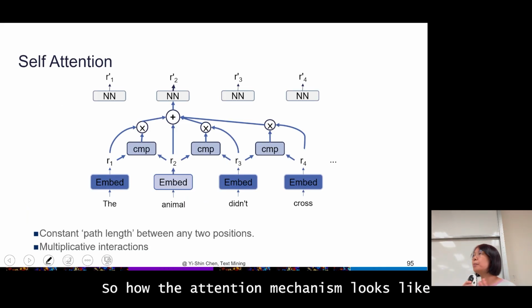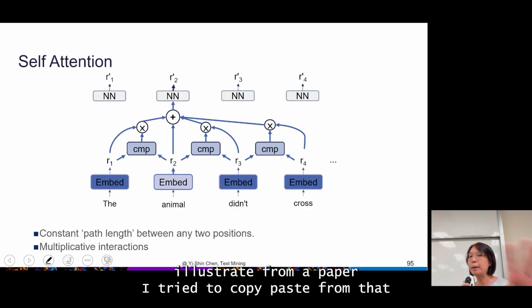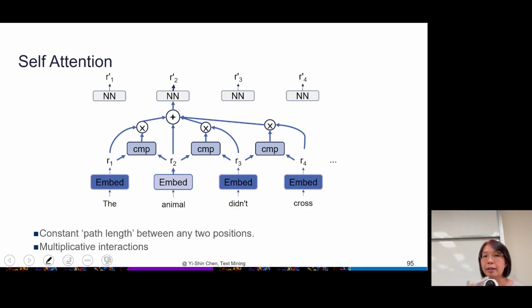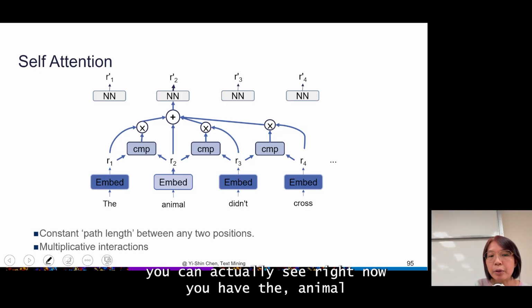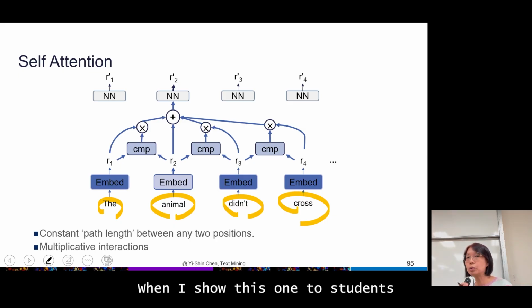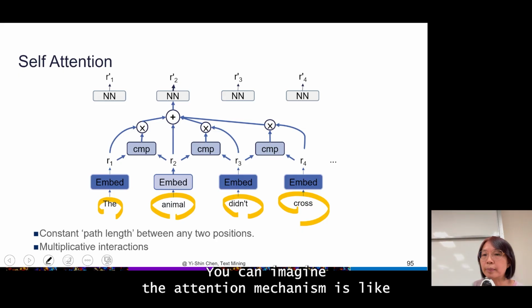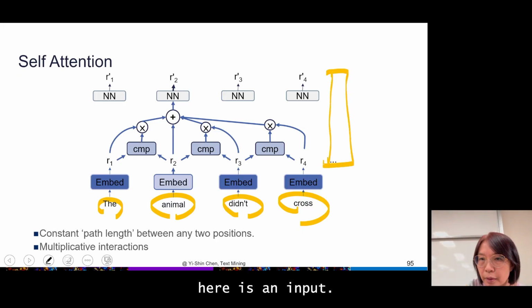So what does the attention mechanism look like? This is the structure illustrated in a paper. I tried to copy and paste from it. You can see the animal did not cross this one. But when I show this to students, they usually don't understand it. You can imagine the attention mechanism is like this: here is the input.